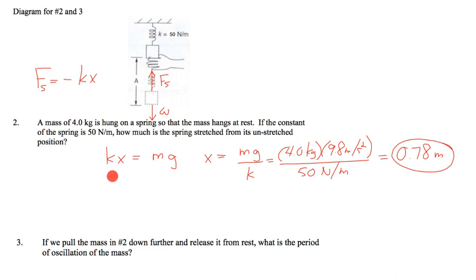So I didn't have to bother putting it there because I took care of the direction when I said that those two were equal. In reality, if I called down my positive direction, the equation would be mg minus kx equals 0. It still means mg equals kx. All right? You can use either one.